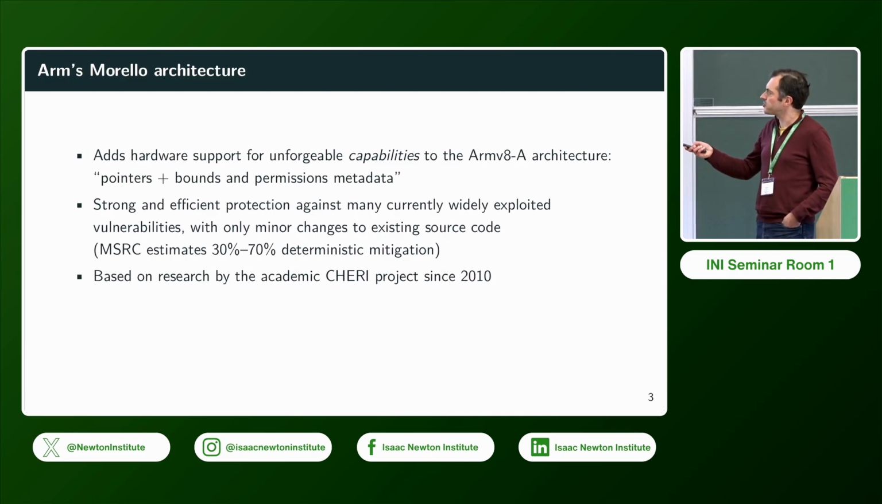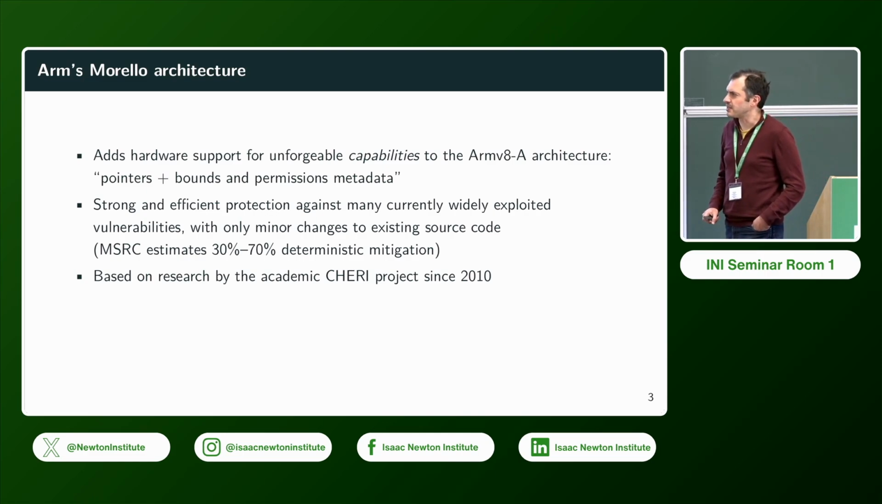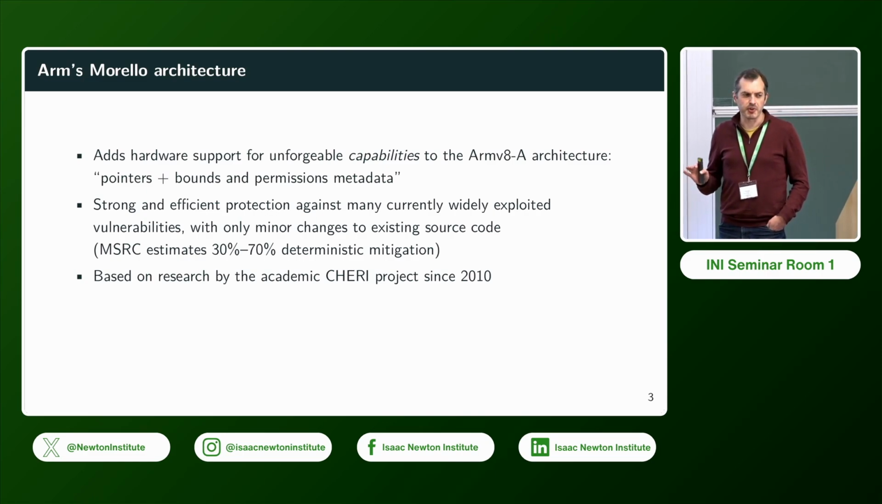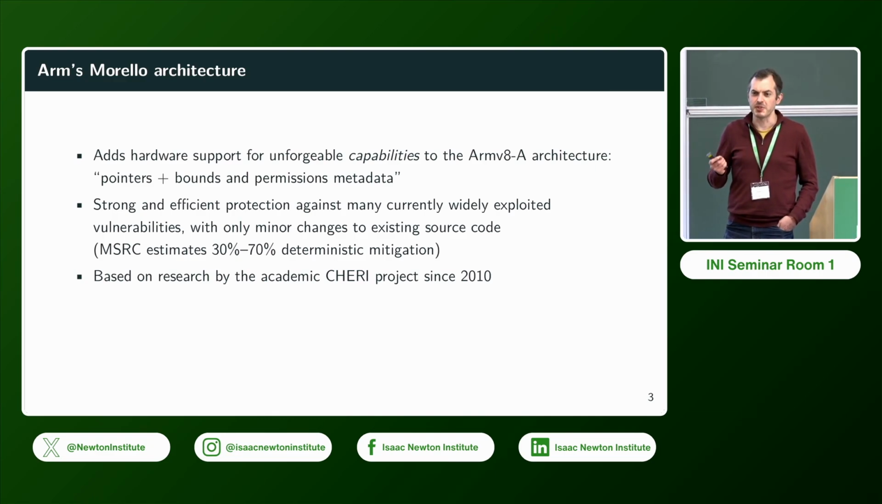And the Microsoft Security Response Center have taken a look at the Cherry scheme and reckon between 1/3 and 2/3 of vulnerabilities that they see would be mitigated, which means roughly they are thinking they wouldn't have to ship a security patch if all they cared about was Cherry-style architectures.